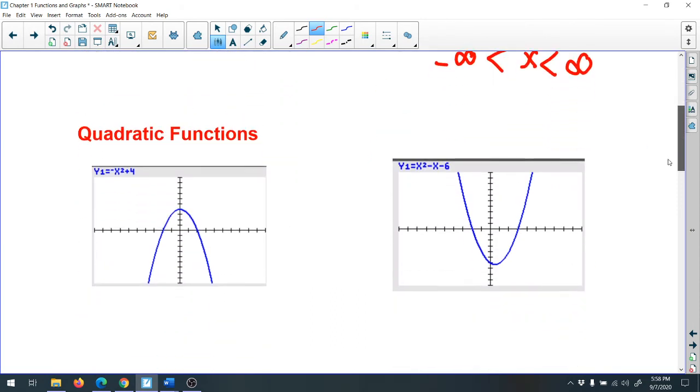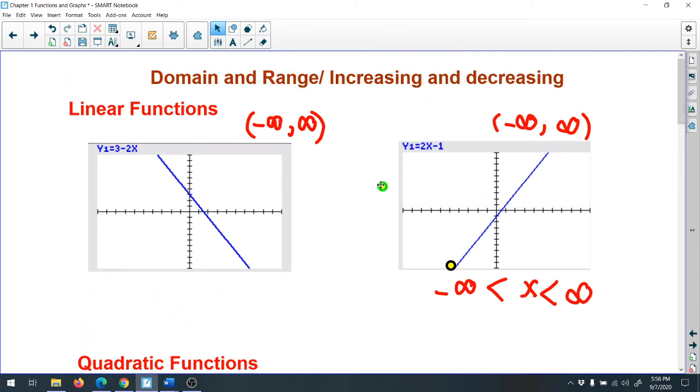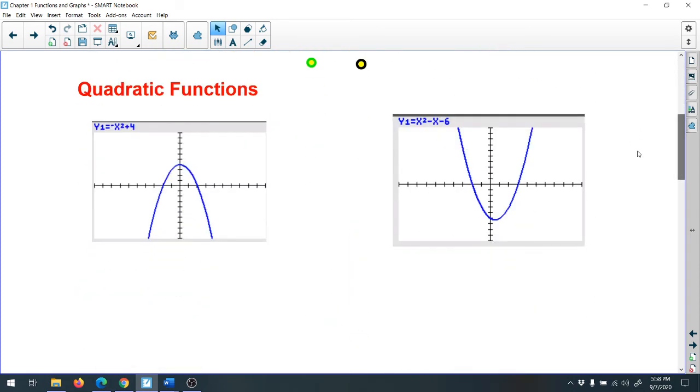Going down to see another function, which is a quadratic function. Let's grab our 2 points here. Okay, quadratic function. This is our quadratic function. We have two types. One is negative x squared plus 4. If you see that the coefficient of x squared is negative, this parabola will be flipped like this. But if it has a positive value, it will be up like this, opened up. So this is opened down and this is opened up.